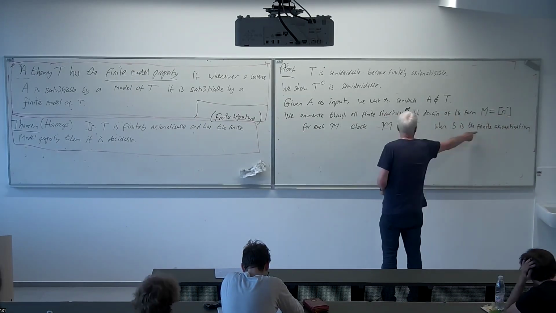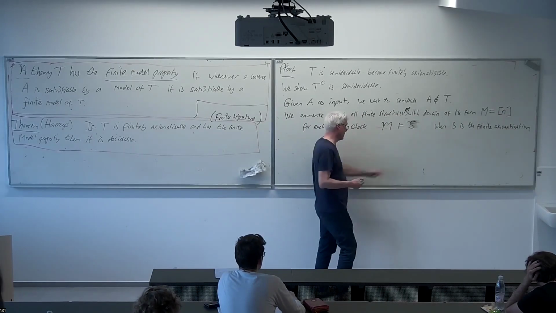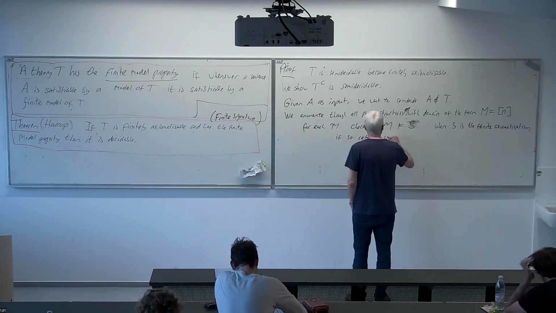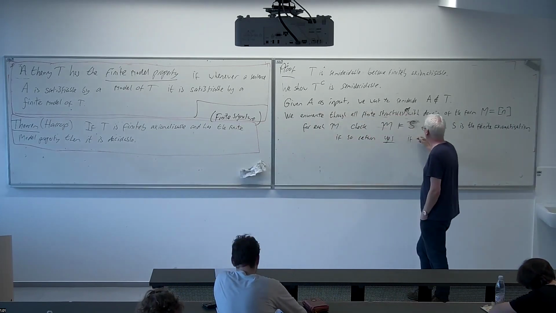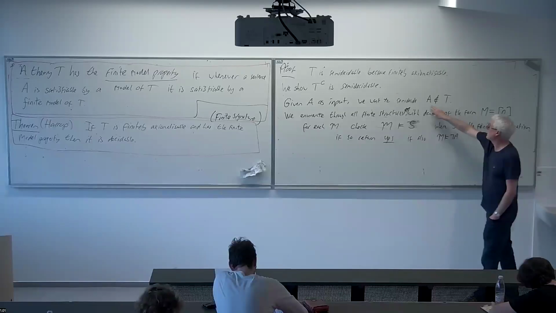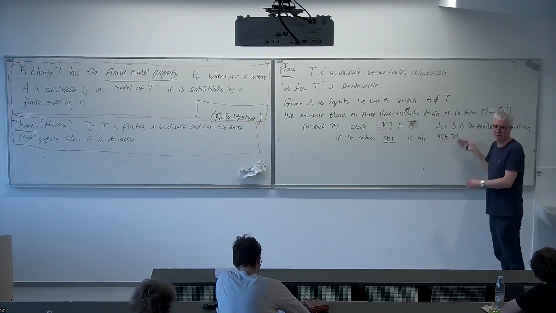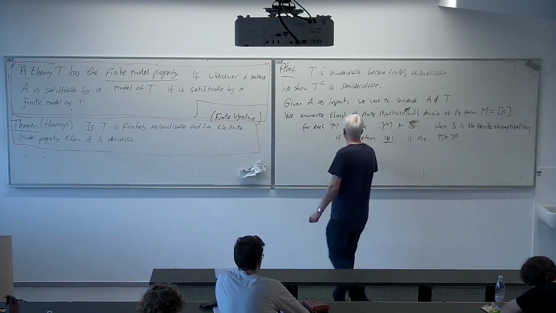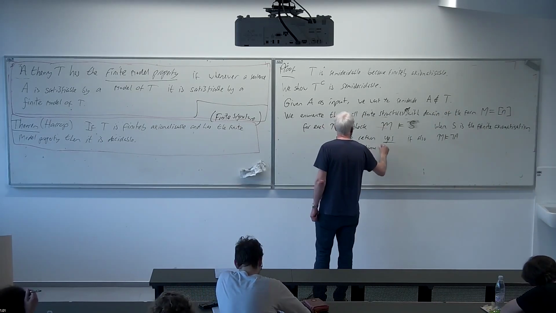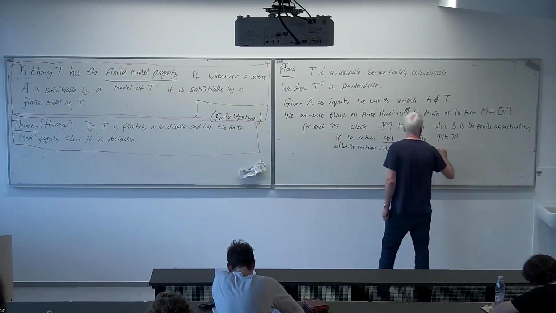So here we're using the finiteness of the axiomatization, and then in the case that M is a model of S, and also the sentence not A is true in M, we return yes. In that case, we've shown that A does not belong to the theory T. If not, we carry on with our search. Otherwise, continue with the search through finite structures.